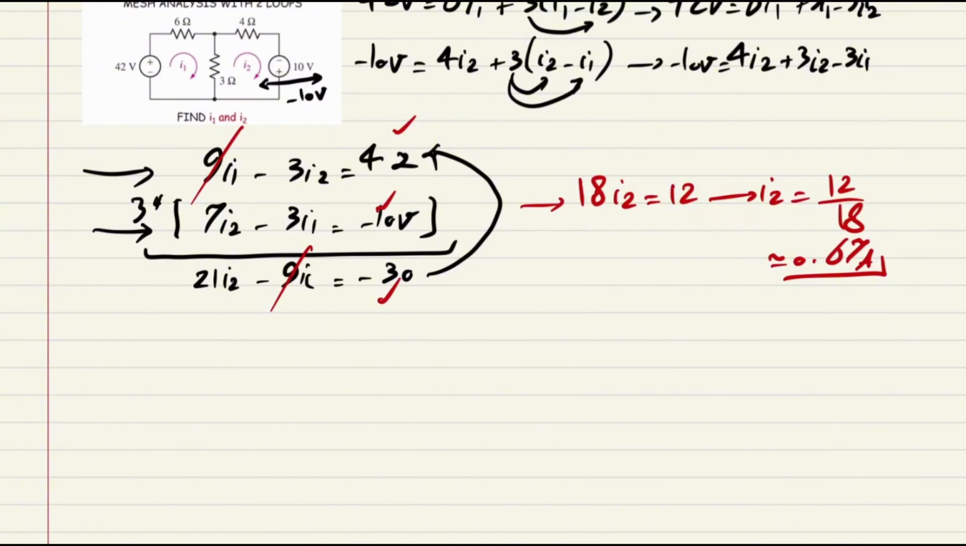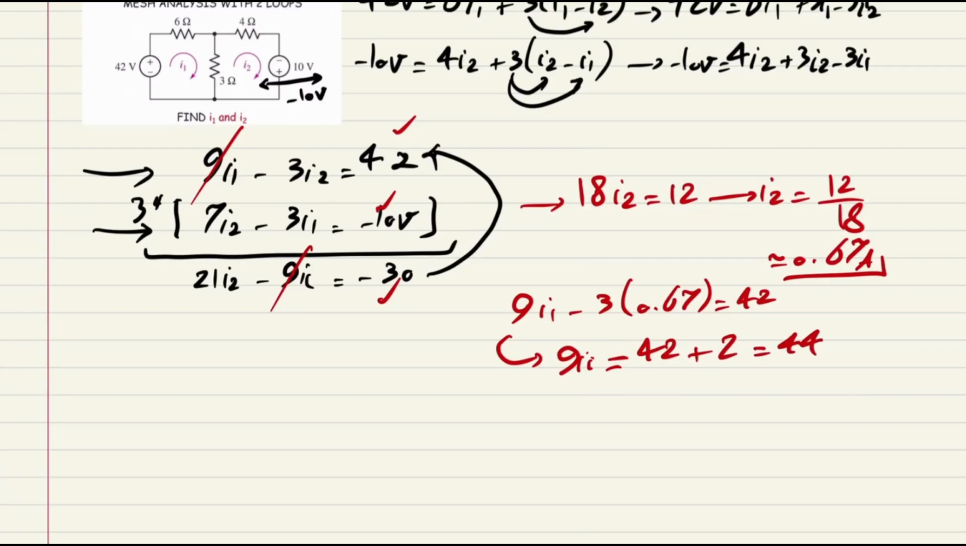So I have 9I1 subtracted by 3 times 0.67 equals 42. Then rearrange that: 9I1 equals 42 plus 3 times 0.67. 3 times 0.67 is around 2, so it's going to be 44. So my I1 equals 44 divided by 9, which is around 4.88. We can consider it as 4.9 amp. So far I have my I2 and I have my I1.